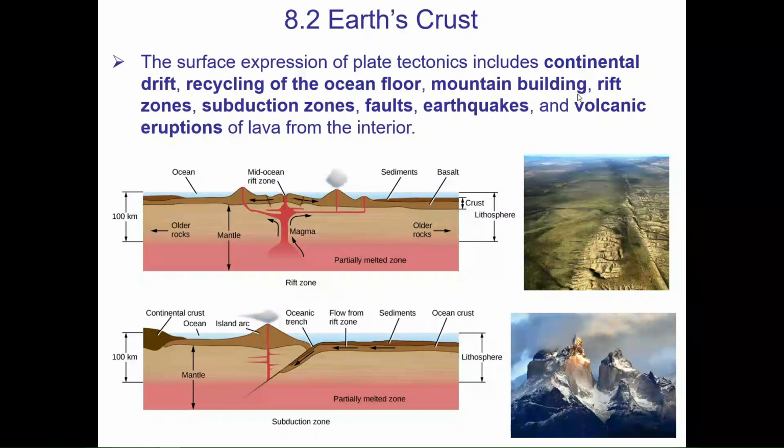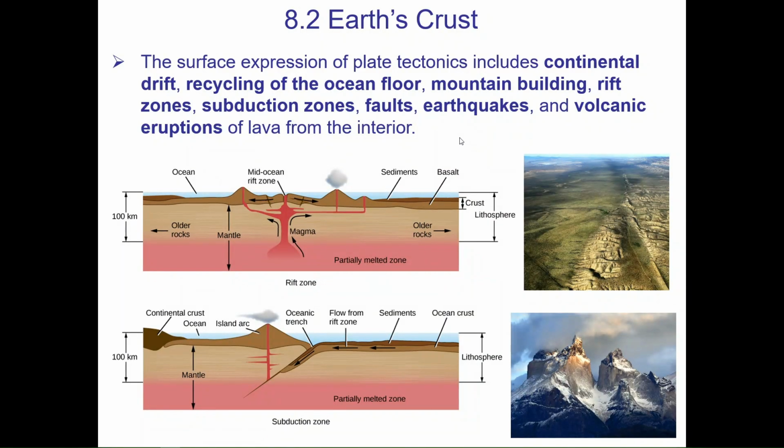There's mountain building, where two plates jam together and keep rising in height. There's the rift zone, which we'll talk about, created when two plates are moving away from each other. A subduction zone is where one plate goes under the other plate, as well as a fault. The fault is produced when two plates slide along each other.